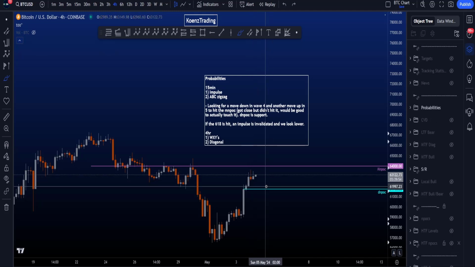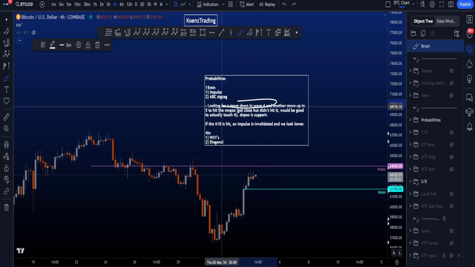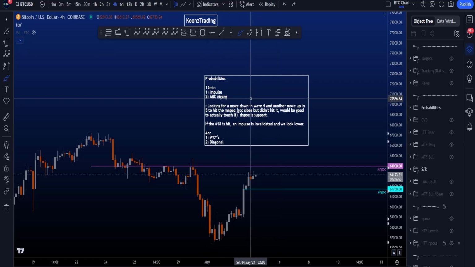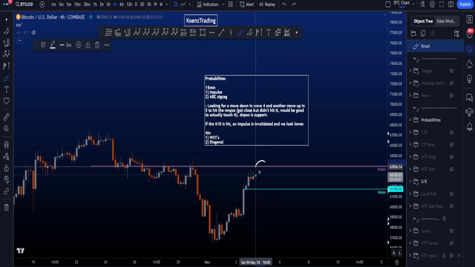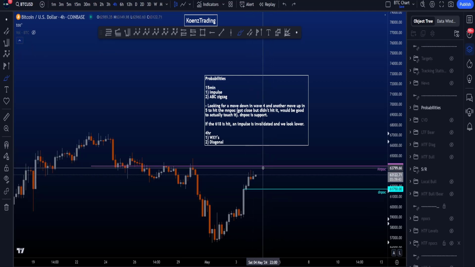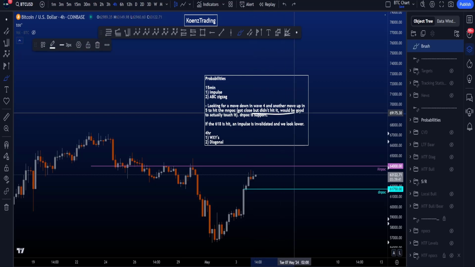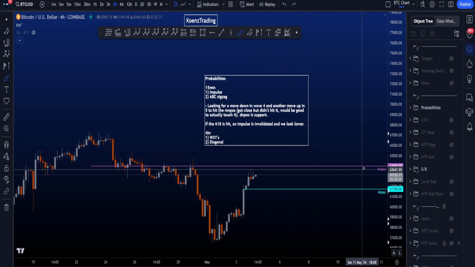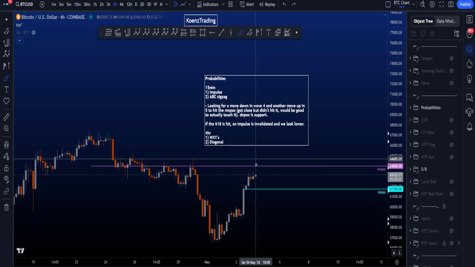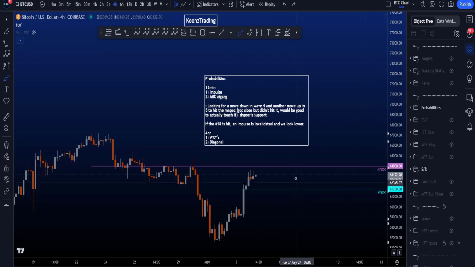We have to wait and see what price wants to give us, but waiting for a wave 4 over here before another move up in wave 5. Either wave 5 hitting the monthly naked point of control or potentially a flat could be quite interesting, because we got quite close, but we didn't hit it, so it would be good to actually touch the monthly naked point of control, and the daily naked point of control is support here.